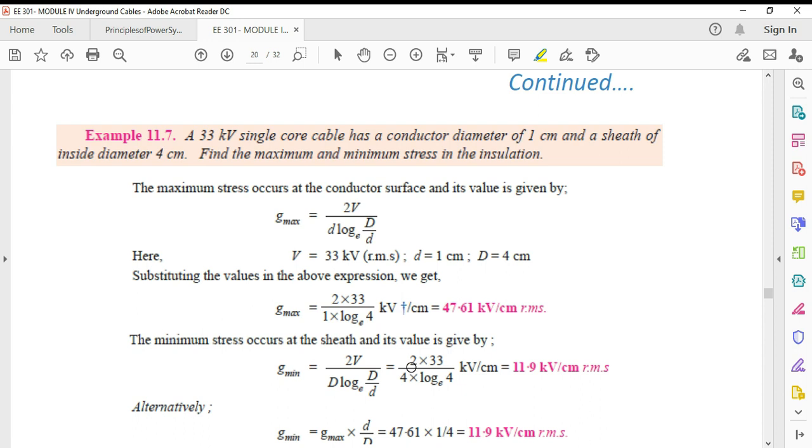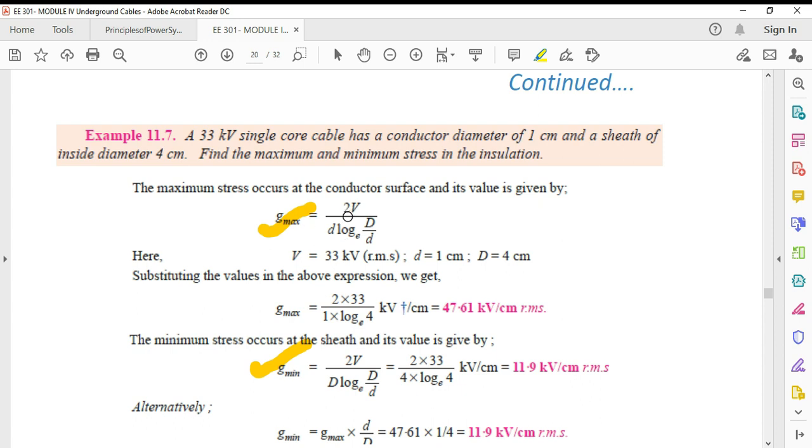Now we can see problems relating to this. A 33 kV single core cable has a conductor diameter of 1 centimeter and a sheath of inside diameter 4 centimeter. Find the maximum and minimum stress in the insulation. Here we can directly use the equation for G max and G minimum for finding the maximum and minimum stress.